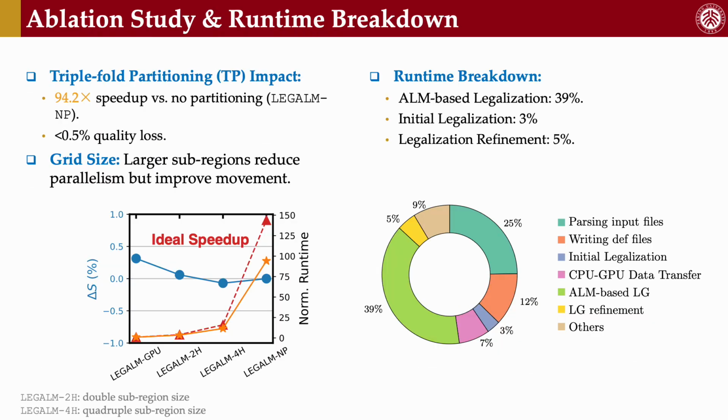In the ablation study of the triple-fold partitioning, we found that our algorithm with triple-fold partitioning achieved about 19.4 times speedup compared to no partitioning, with less than 0.5% quality loss. Regarding the runtime breakdown, the augmented Lagrangian method-based legalization stage took about 39% of the total runtime. The initial legalization took about 3%, and the legalization refinement stage took about 5%. Understanding this breakdown helps us to further optimize the algorithm.